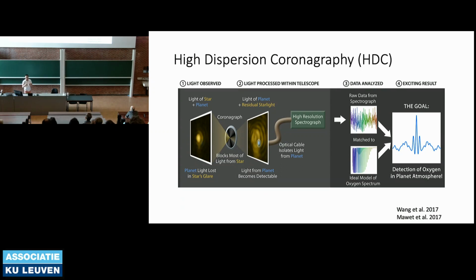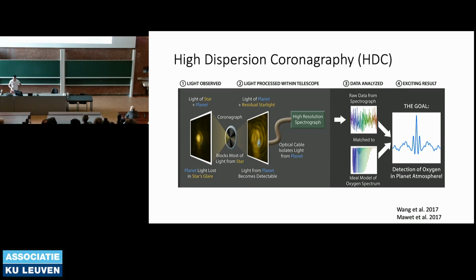And the product is a cross-correlation function, which is on the right. So if you see a match between the template that you're using and the noisy spectra, you expect to have a peak in the cross-correlation function. That tells you that you detect such species, in this case, oxygen. You can replace the template with a CO or CO2 or water template. So in this way, you can detect the planet using cross-correlation. And that is the whole idea of high dispersion coronagraphy.